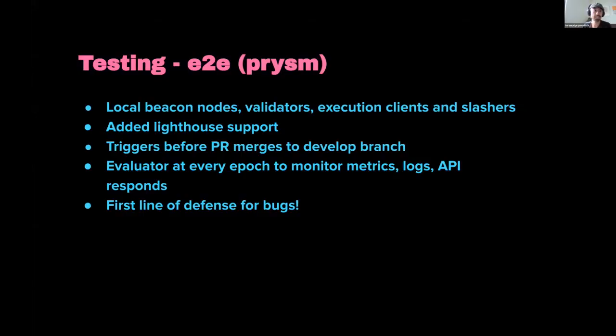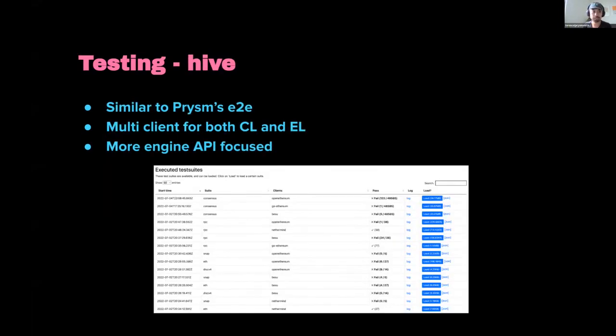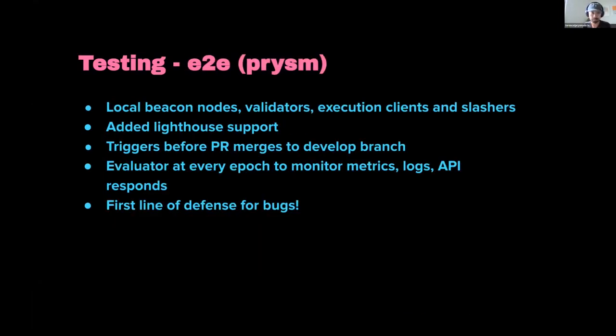Then let's talk about testing. That's the fun stuff, right? So I think we mentioned this in the previous update as well, that we have our end-to-end test. This end-to-end test is more Prysm specific. That's how we implement it in-house. So we launch local beacon nodes, validator clients, attestation clients, and slashers, right?